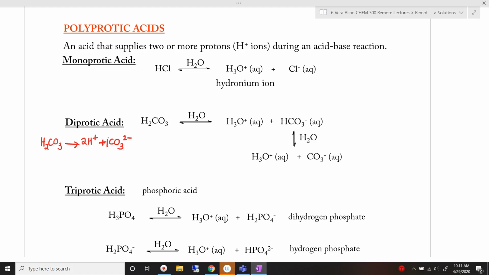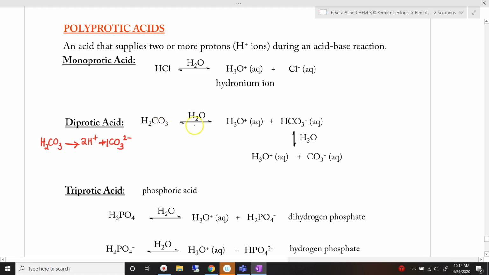Now, contrary to what we learned so far, it's not just that when you put this in water, it will dissociate two protons automatically into the solution. That is not the case. The way acids work is that they will give away their proton one proton at a time. So it's not just one go. Okay, so it's a slow release of protons.